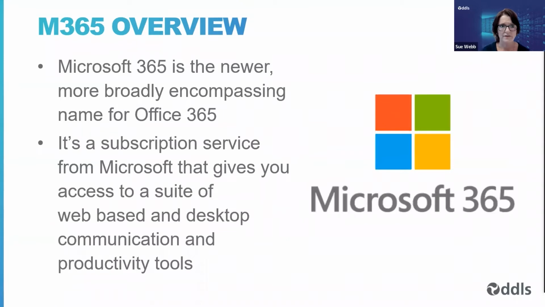So M365, it's the newer, more broadly encompassing name for Office 365. Though the term Office 365 still pops up everywhere, and in fact, when you sign in to office.com, it still says Office 365 in the banner. So Microsoft themselves still refer to it as Office 365 quite a lot. It's a subscription service from Microsoft that gives you access to a suite of both web-based and desktop communication and productivity tools. You get the web-based tools with all of the subscription models, not necessarily all of the desktop tools, though. For most organizations, they have enterprise licenses, and they'll have both web-based and desktop communication and productivity tools.